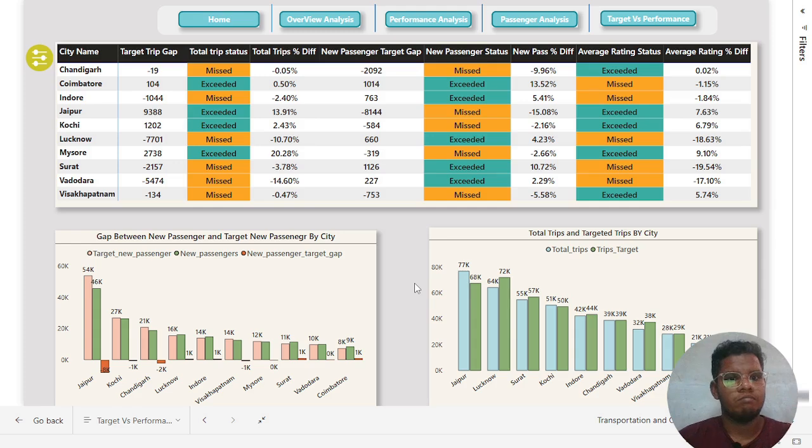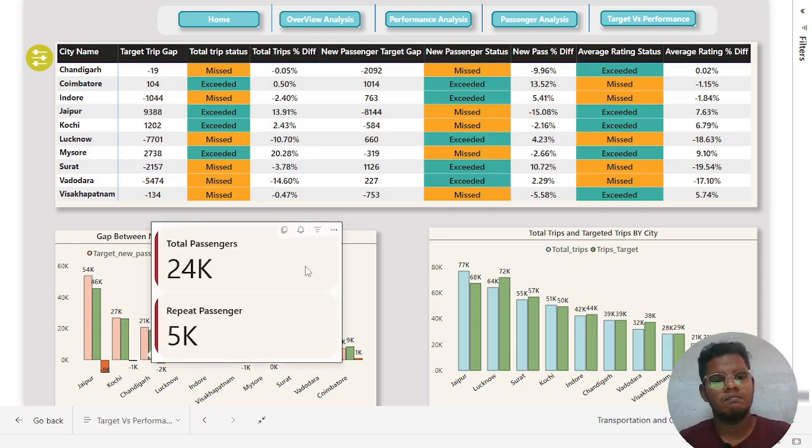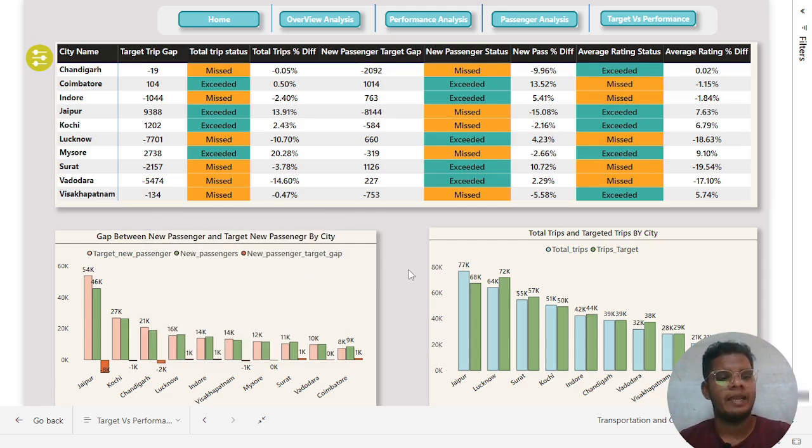In Jaipur 8k, which means 8,000, we lag behind the target. Kochi 1,000, Lucknow 2,000. These are the things. And then here are the target new passengers, the new passengers, as well as the new passenger target gap. In some more cities we achieved the target. In Coimbatore, we achieved a 1,000 people increase.